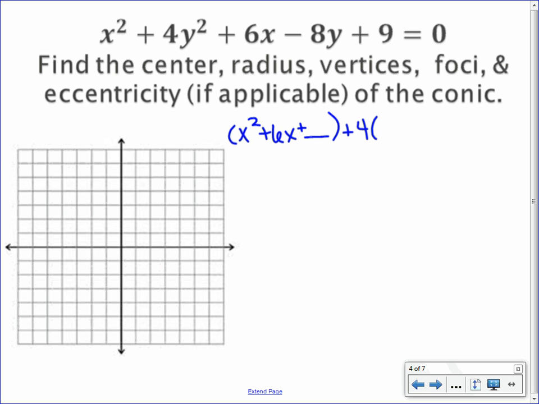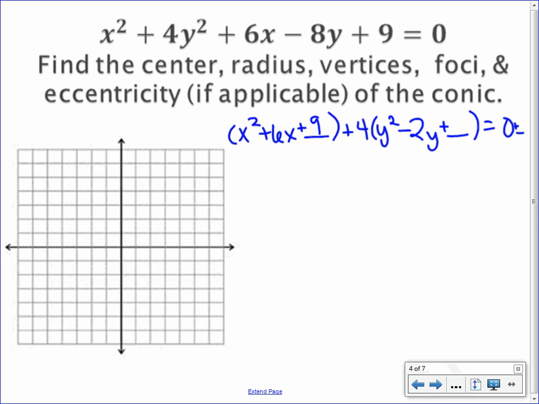We want x and y on the same side and the constant on the other side. Oh, I see what you're saying. You want the 9 to be here because it will complete the square? Okay, so we can keep the 9 right there. That's fine. Now, I have to factor out this 4 from the y squared, which means we're subtracting 2y. And it equals 0 because I moved that 9 over here.